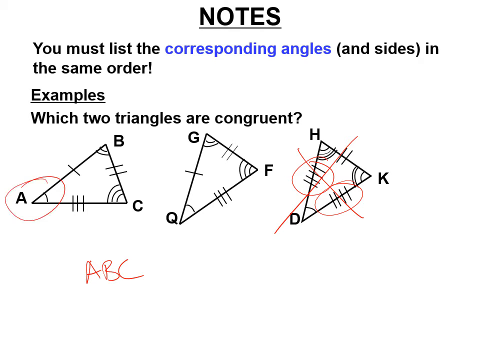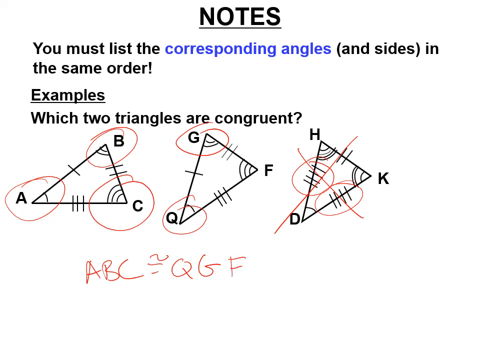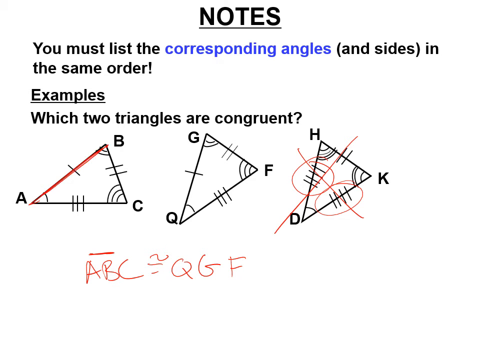So what matches A? Well, Q matches A, so we'll put Q first. B matches G, and C matches F. Now, I didn't even look at the sides, but the truth is they have to match up as well. They will. AB here has one tick mark. QG will also have the same tick mark if we've done it correctly. Right, because all three angles and all three sides have to be the same. Similarly, BC here is the same as GF. They both have 2. And lastly, AC is the same as QF.